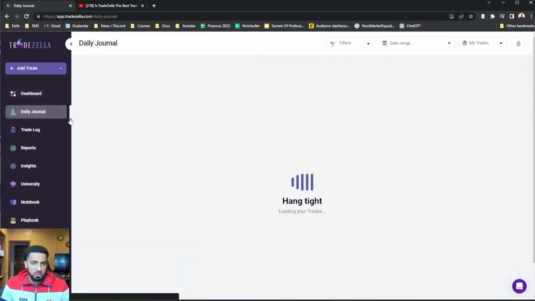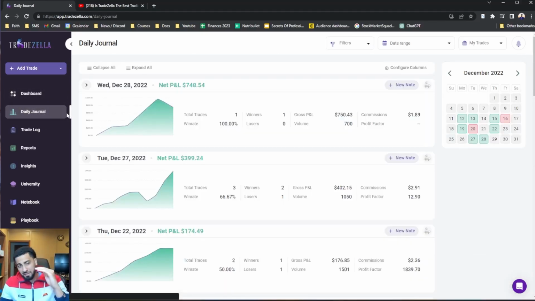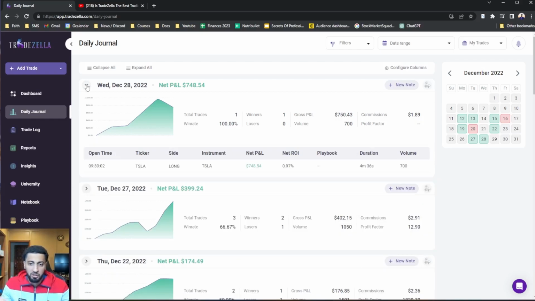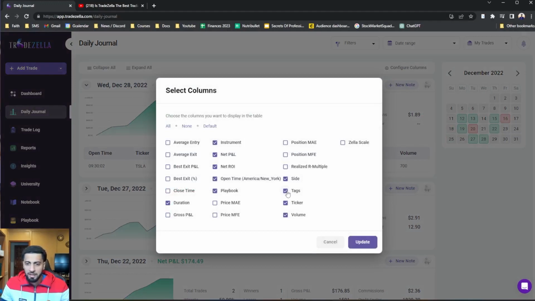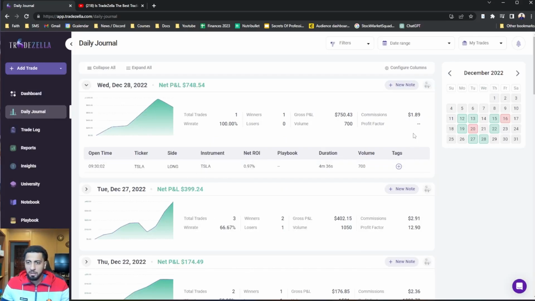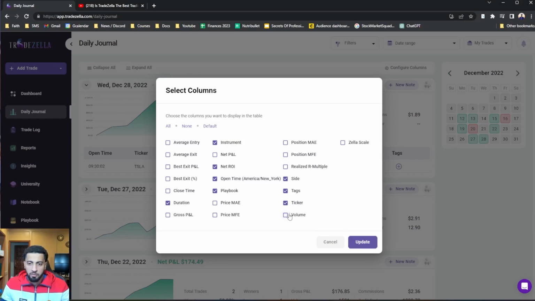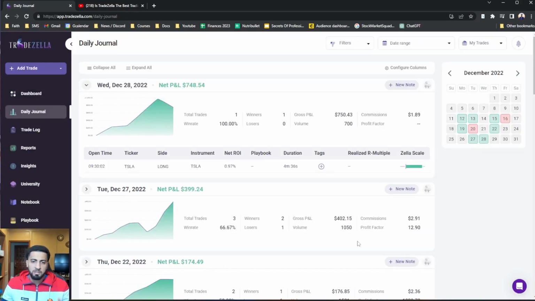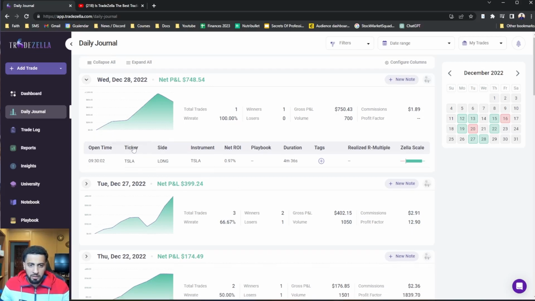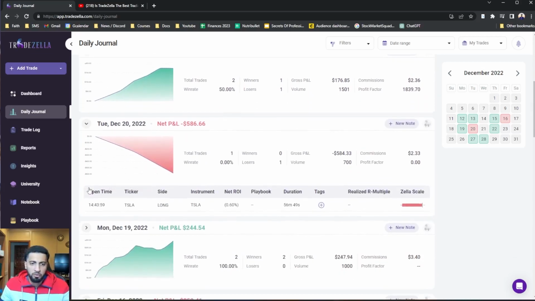And then if we go to the daily journal, now it divides it up by specific date. One of the newest features added here is that you can customize what you want to show up. For example, if you want to show the tag but you don't want to show the P&L, you just want to look at it percentage-wise, you can have it like that. If you don't want to see the volume, for example, you can have the realized P&L, or the Zella scale. However you want to customize it, that's how you do it for each one, and then it automatically applies for all of these trades.